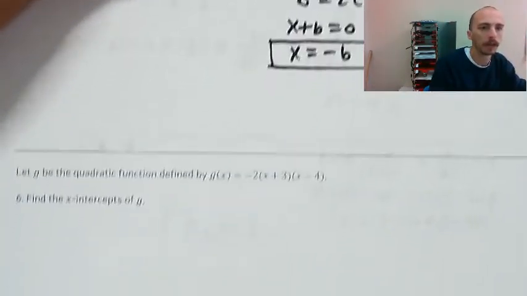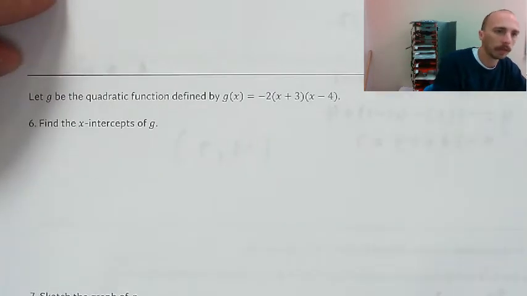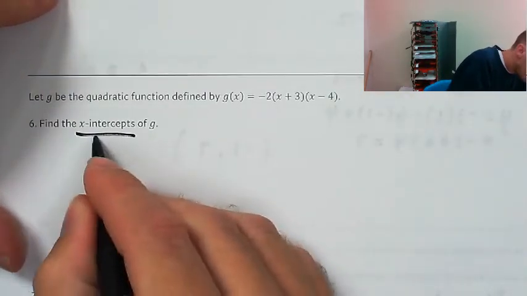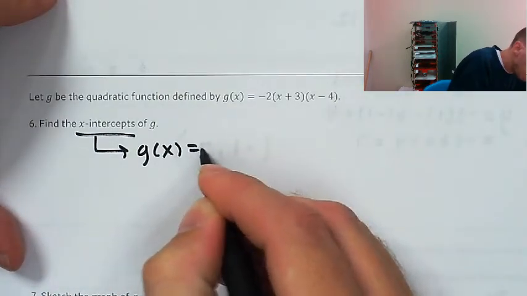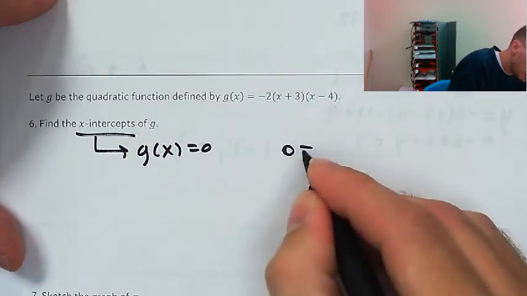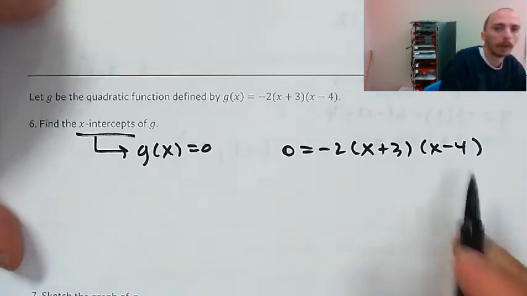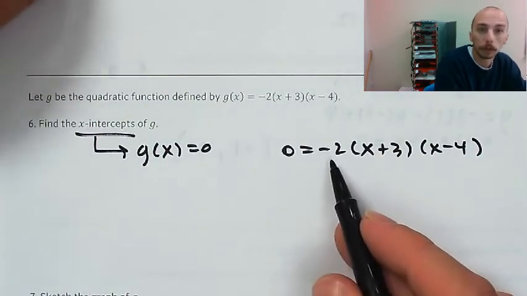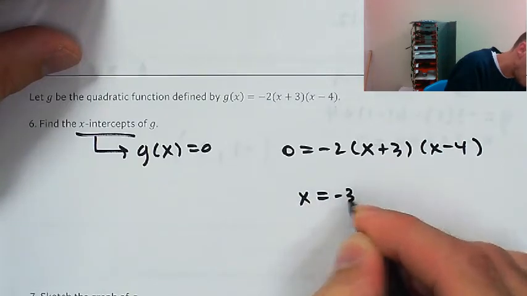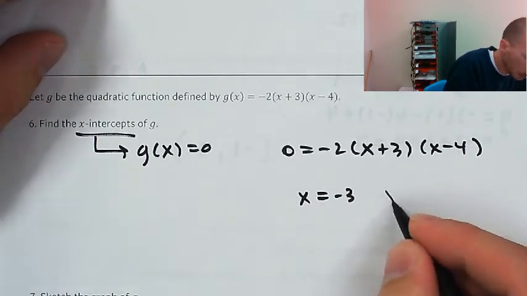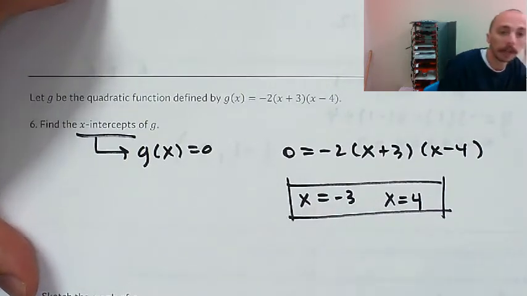All right, and then here we've got the last one. This one's already factored for us, so it won't be too hard to find the x-intercepts. X-intercepts, that's where y equals 0, or where g of x equals 0. So I'll say 0 equals negative 2 times x plus 3 times x minus 4. That means one of these things has to be 0. Negative 2 is never 0, so maybe x plus 3 could equal 0, and that would be where x was negative 3. Or maybe x minus 4 could be 0, and that would be where x was positive 4. And those are my x-intercepts.